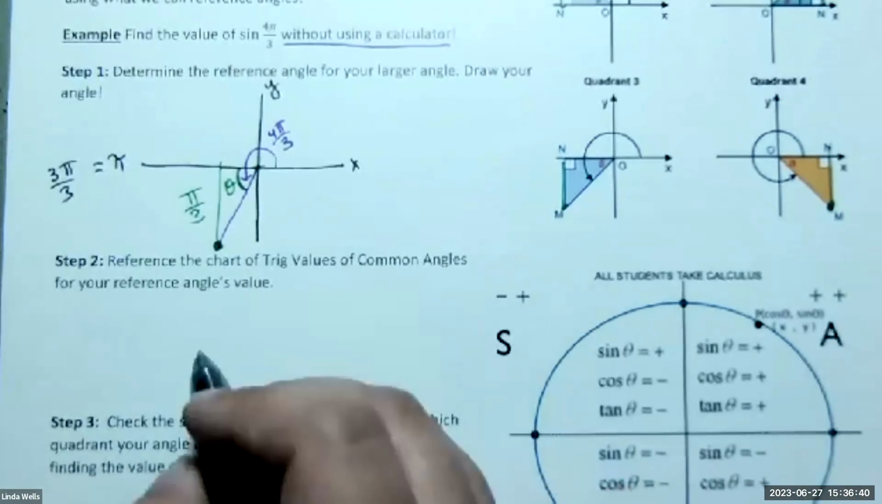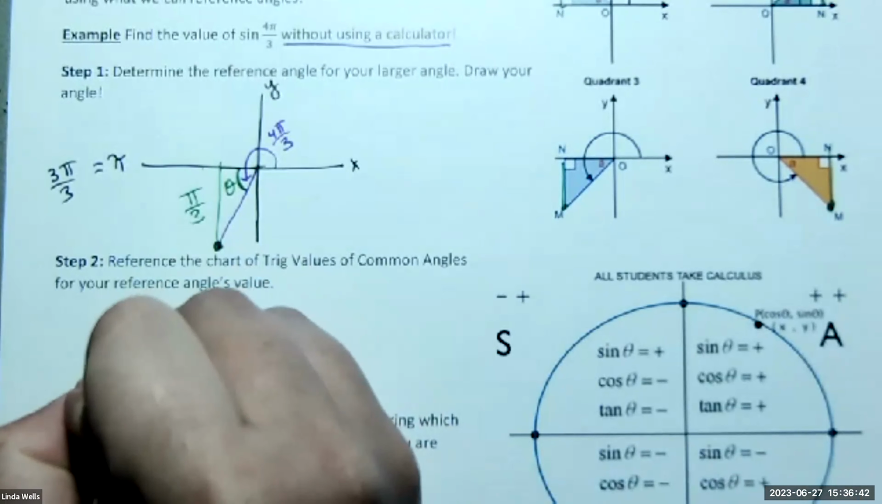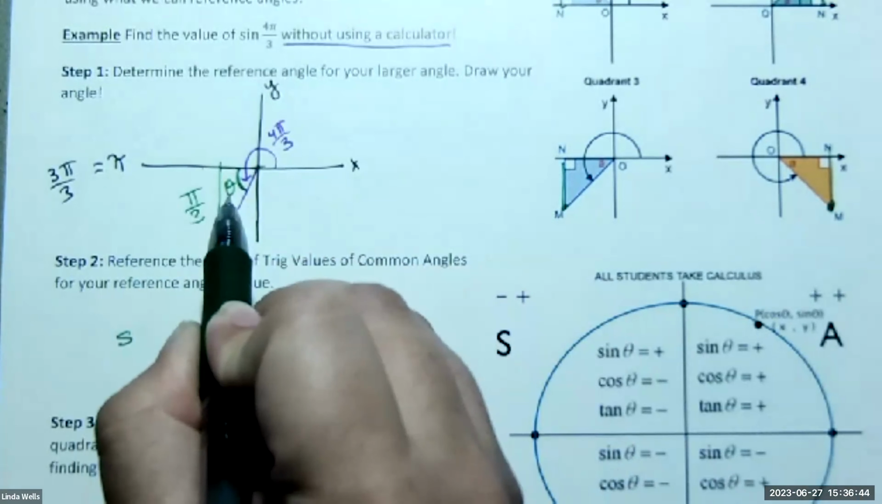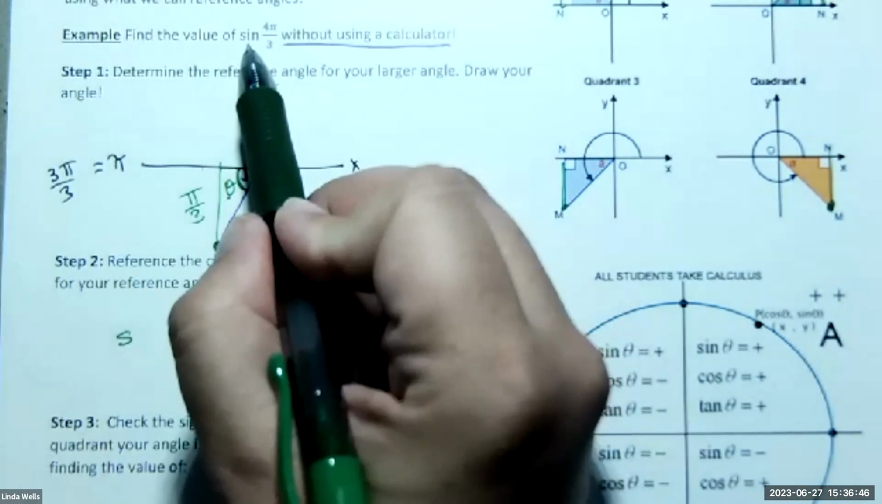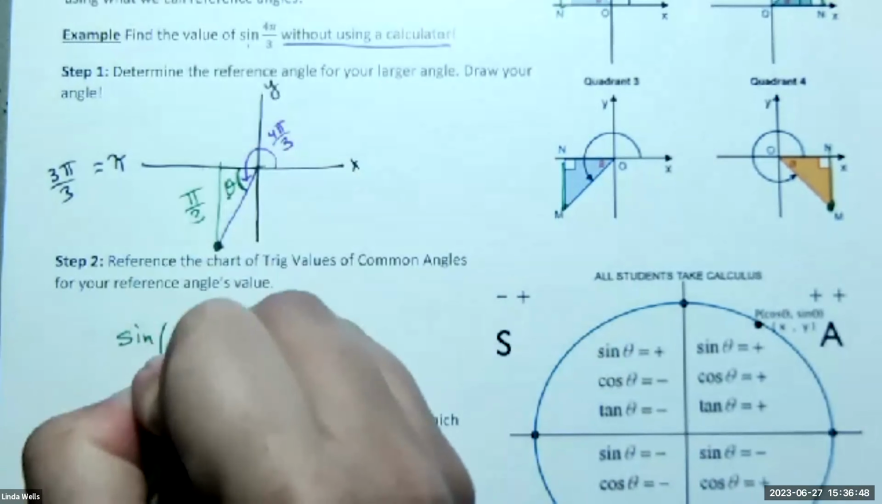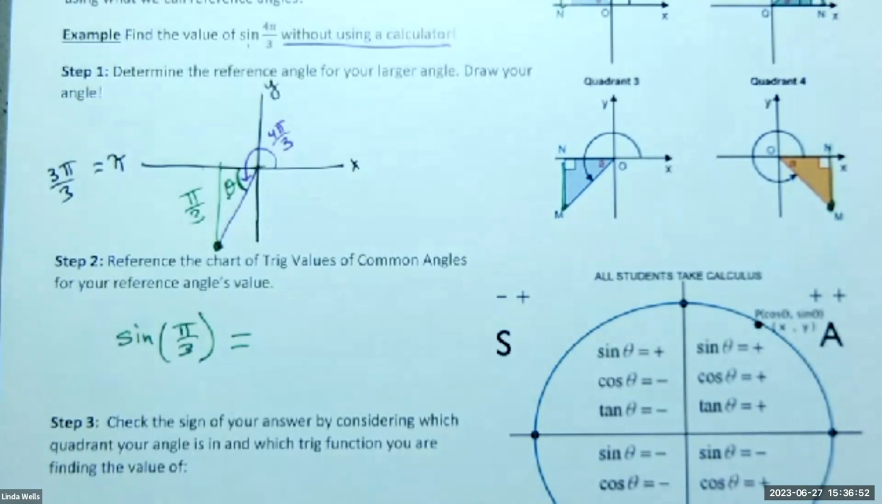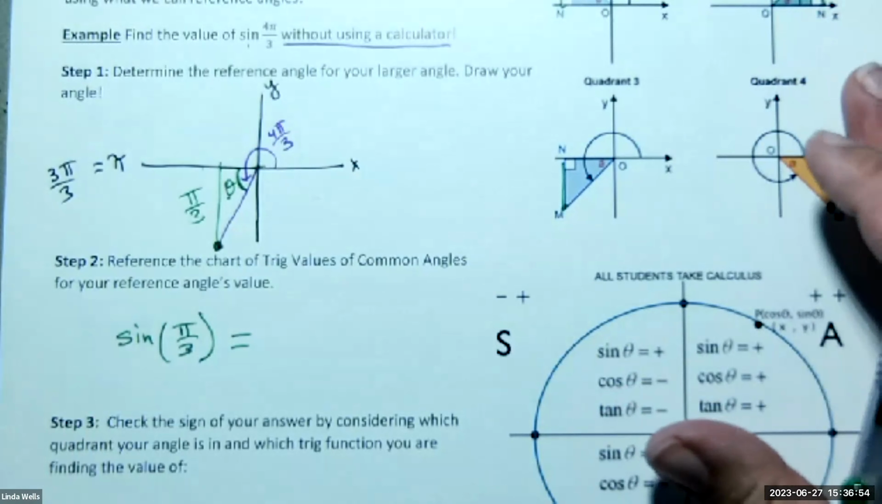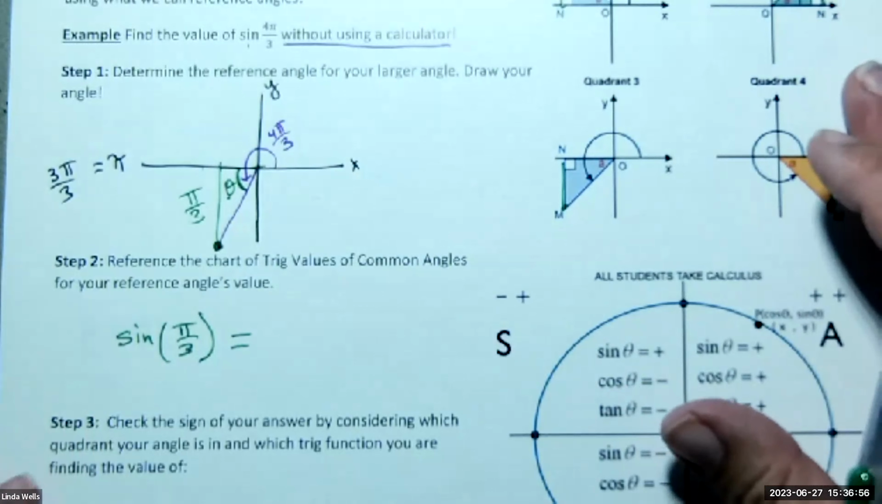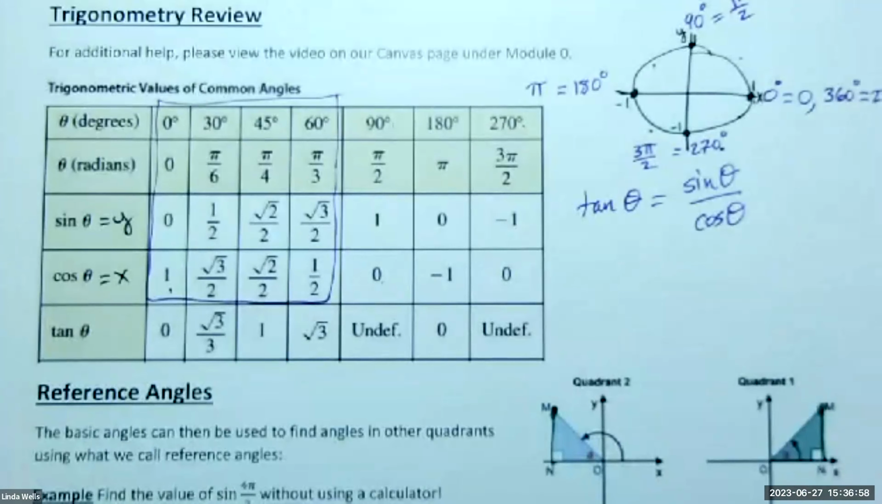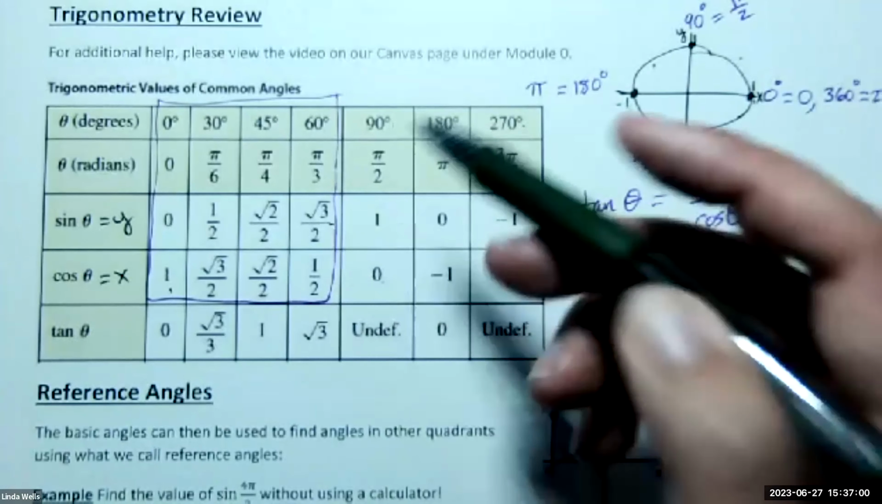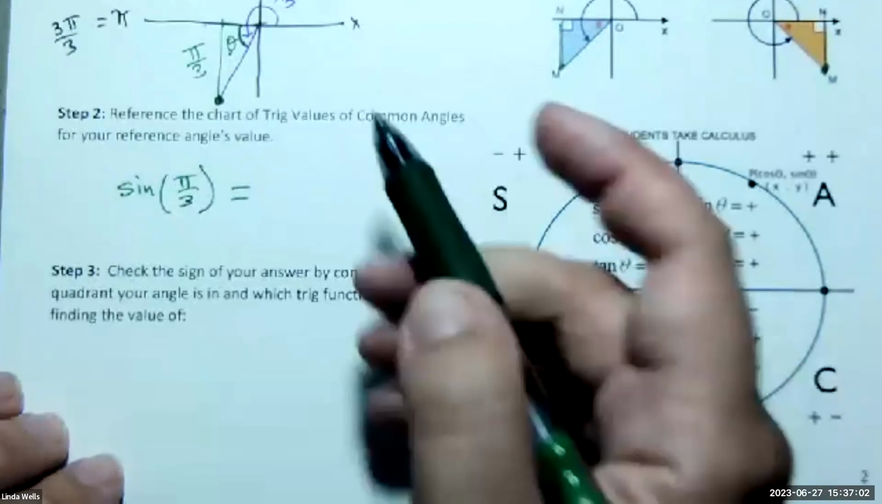That's the only thing that could change as you move around the quadrants. All right, so what we're going to do is look at our reference angle on the chart, and we are looking at sine. So sine of our reference angle is equal to what in the chart? Anybody want to read that off? Right there, square root of 3 over 2. That is the reference angle's value.